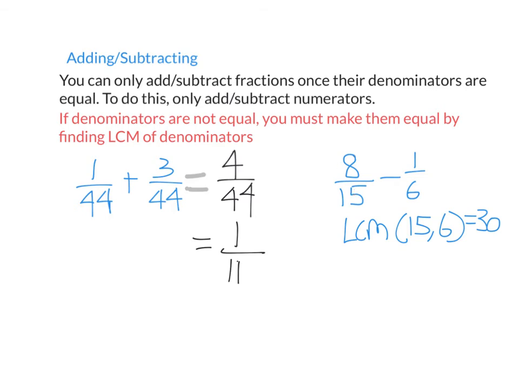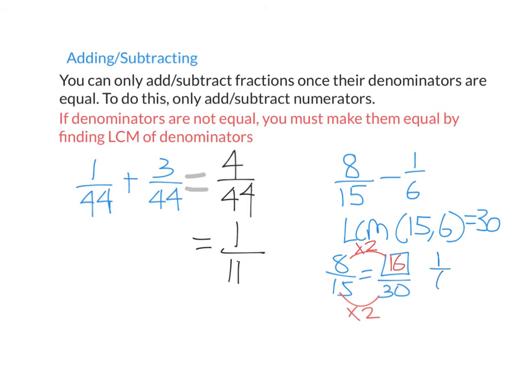I need to find an equivalent fraction of 8 over 15 that has a denominator of 30. So to go from 15 to 30, I times by 2. So remember, for equivalent fractions, because we have that equal sign there, what I do to the bottom, I must also do to the top. So 8 over 15, I'm going to times 8 by 2 is 16 over 30.